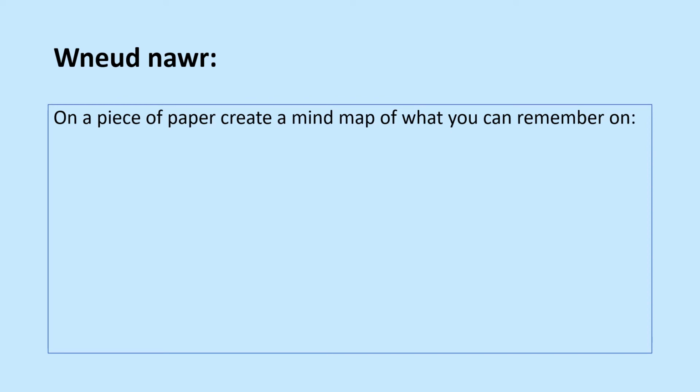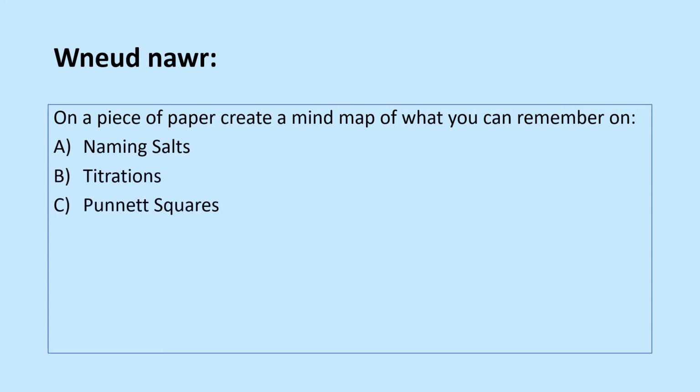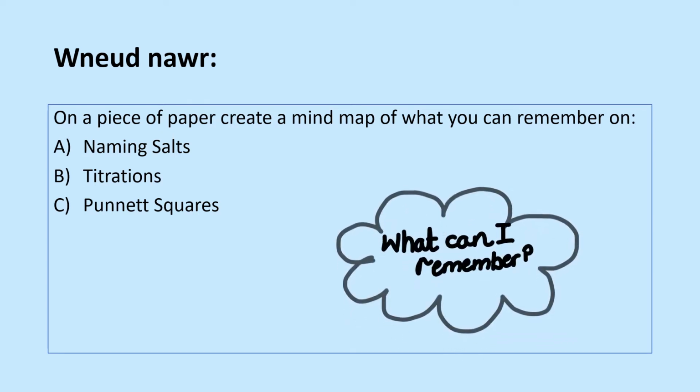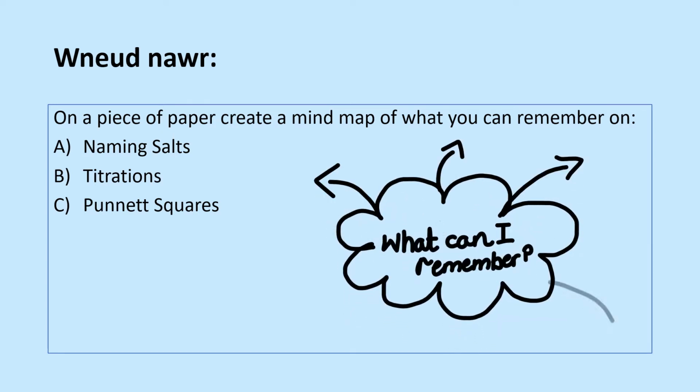Okay, so your do now activity is on the board. On a piece of paper you need to create a mind map of what you can remember on these three topics. So we have naming salts, titrations and Punnett squares. In the middle you need to put what can I remember, and then different arrows to what you can remember about the three different topics.